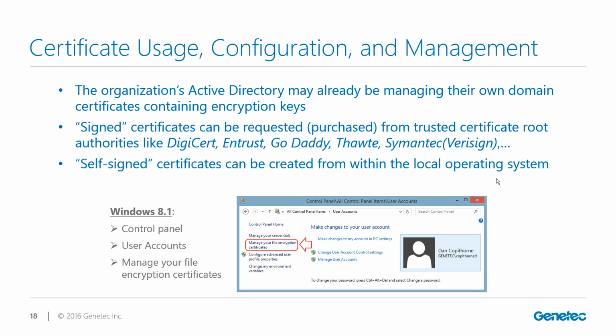Now your self-signed certificates can actually be created within your local operating system too. To give you an example, from within Windows 8.1, you just need to go into your Control Panel, go into your User Accounts, and then click on the Manage Your File Encryption Certificates link right here. It'll open up a wizard that steps you through everything you need to know to create a self-signed certificate for you.